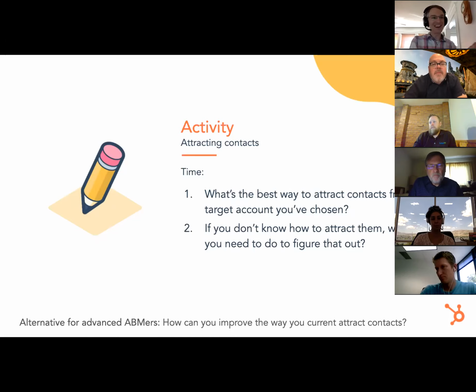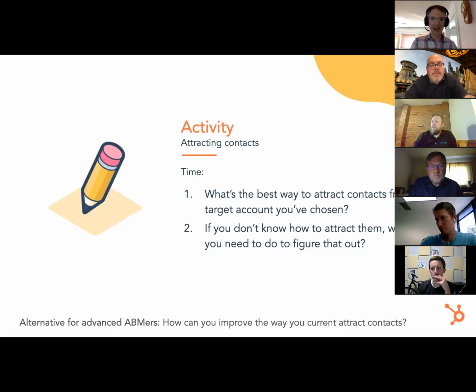Theoretically, again, you have thought of a target account you want to target. You have thought of the buying committee there and what they need. Now, how do you bridge that gap? How do you get to them? Where are they? How do you get them to know about you? How do you make contact with them? If you don't know how to attract them, what do you need to figure that out? Is it data you're missing? Are there people in your company who know this and you just happen not to be that person? Is it totally unknown and just experimentation and exploration is required? Figure out what the unknowns are and where the answers are.